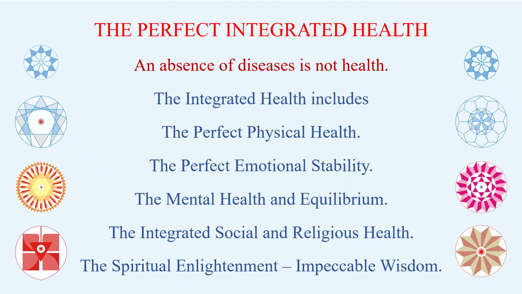Now come to the question of perfect integrated health. Absence of disease is not health. Perfect health is integrated health, which includes perfect physical health, perfect emotional health, perfect mental health, equilibrium, integrated social and religious health, spiritual enlightenment and impeccable wisdom. He is a person who knows A to Z of everything, not just one thing. Most of us are good in one art, but this person will be good in all the 64 arts and sciences. Rather, everything A to Z of every subject, he is very clear about it, and he would know the perfect design of nature from beginning to end without any deficiency at all. That is integrated human health, and that is the human being I am talking about.